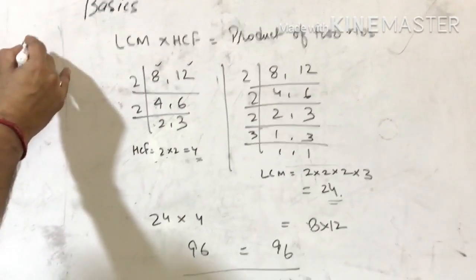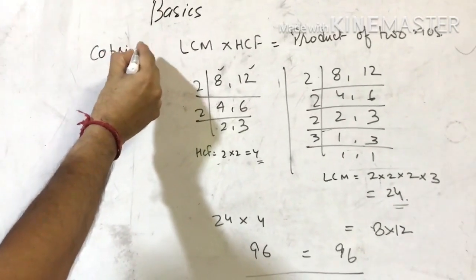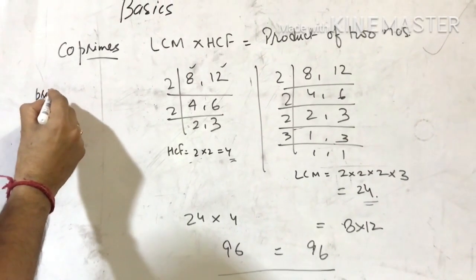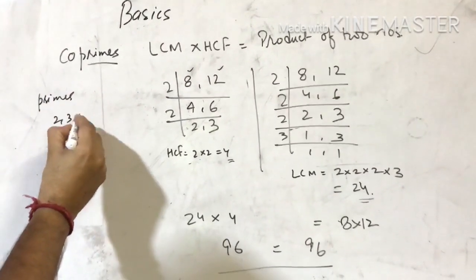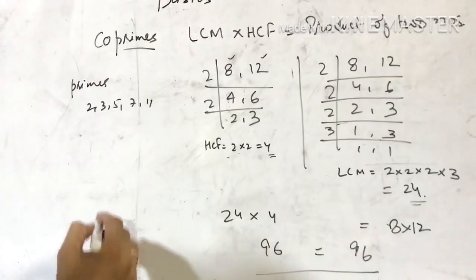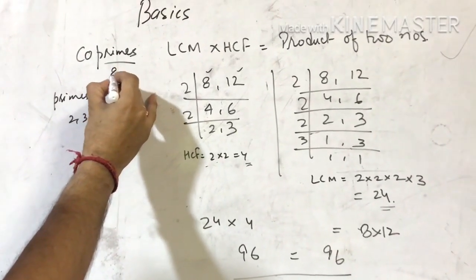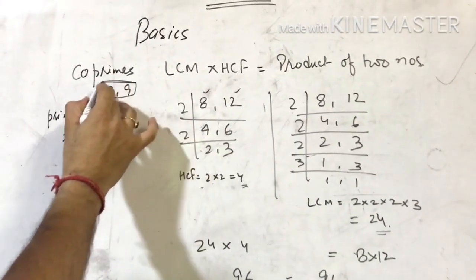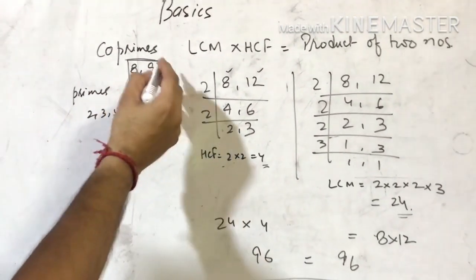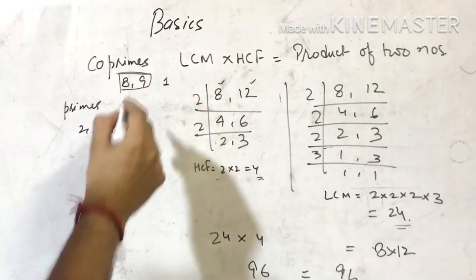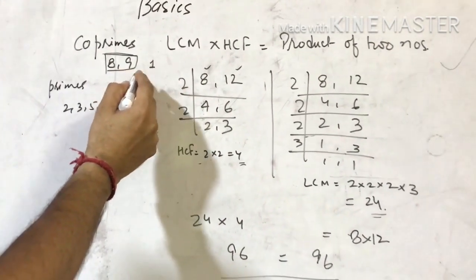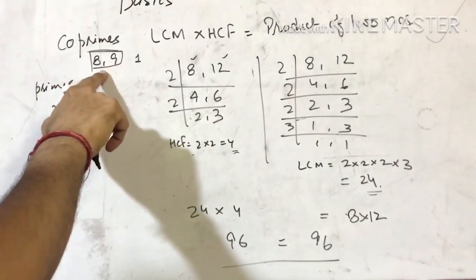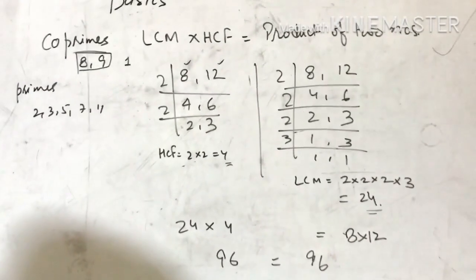If you have two co-prime numbers, what are co-primes? You have another kind of numbers, primes. So primes are 2, 3, 5, 7, 11. So what are co-primes? You have 8 and 9. There is no number which can divide both the numbers. So there is only one number common between 8 and 9, that is 1. Or you can say their HCF is 1. So co-primes are those numbers which have only HCF 1.